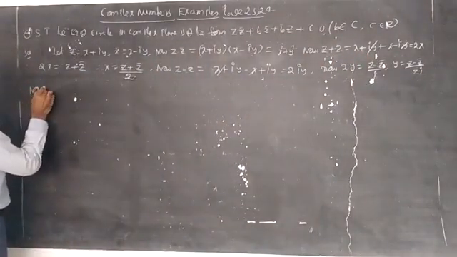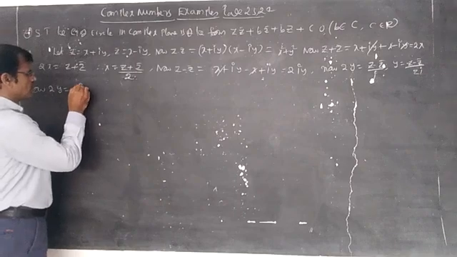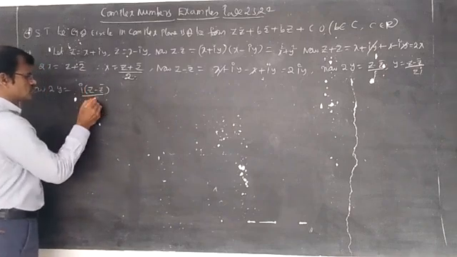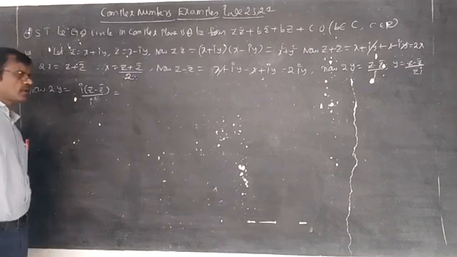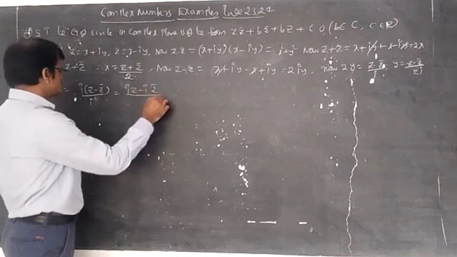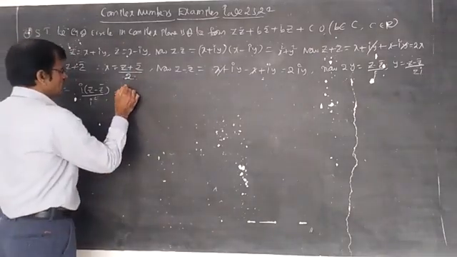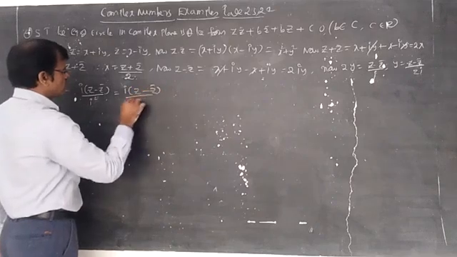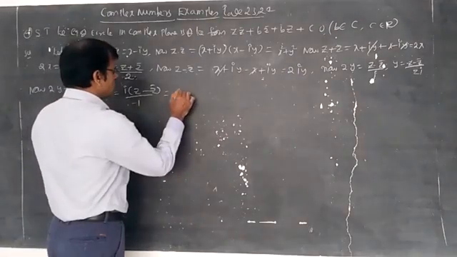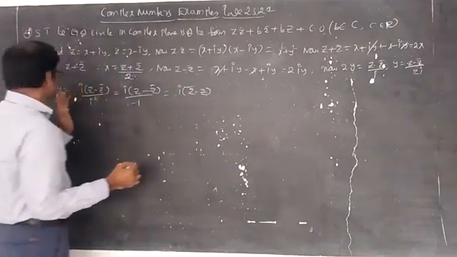Now 2y I am writing as z minus z bar by i, multiplying i to numerator and denominator. So i into z minus z bar by i square. There is no need to multiply here: i into z minus z bar whole by minus 2. Taking minus 1 common in the numerator, you can write i into z bar minus z, that's all. I into z bar minus z is equal to 2y.